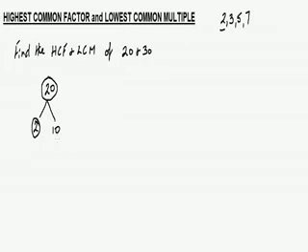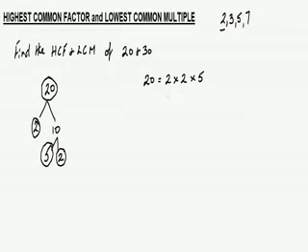Now I know that 5 times 2 will give me 10, and 5 and 2 again are both prime numbers. So I've now run out of anything else to multiply. So 2 times 5 is 10, and 2 tens are 20. So I can say that 20 is the same as 2 times 2 times 5.